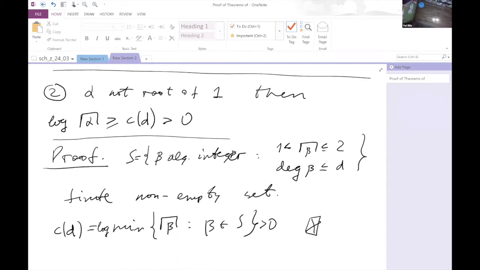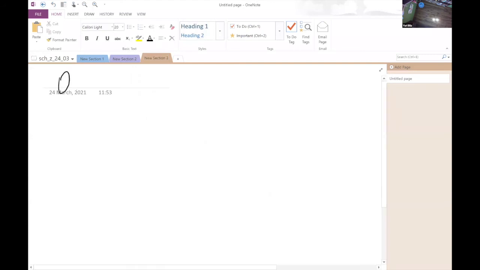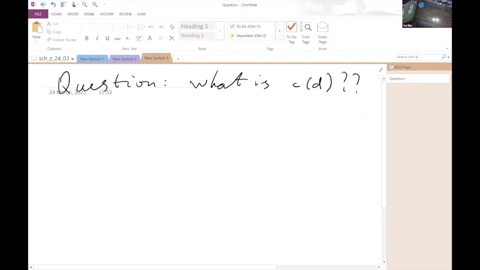And now the basic question: what is this C of D? This is the main question that we will study. And we can pose the same question for house and for Mahler measure, because it implies Kronecker's theorem, which also implies that Mahler measure, or log of Mahler measure, is also bounded by the same C of D. One can ask this question both for house and for Mahler measure.